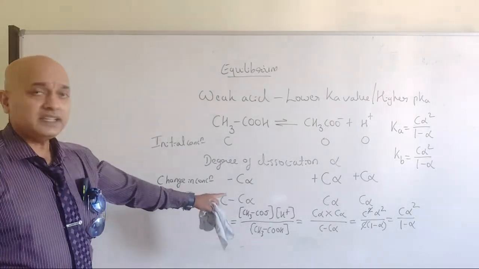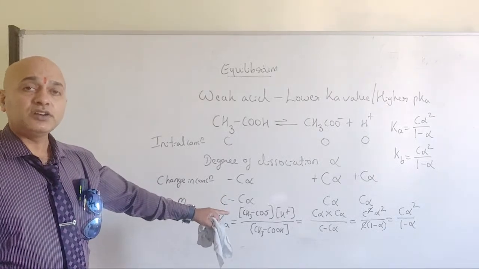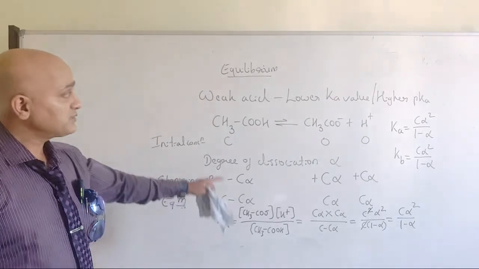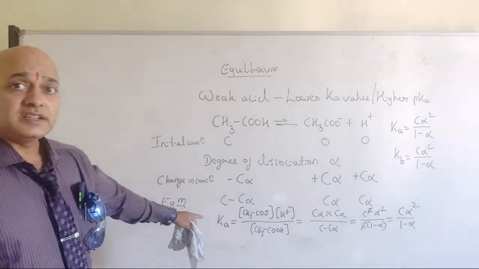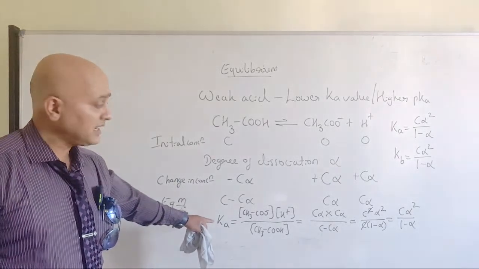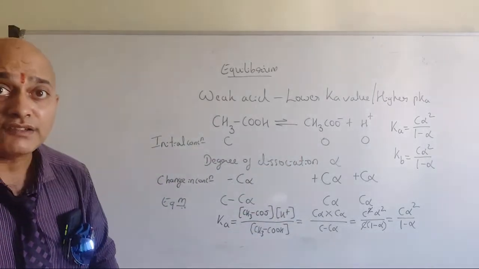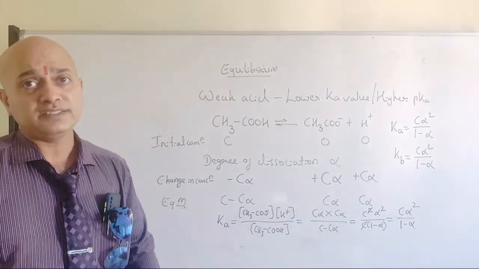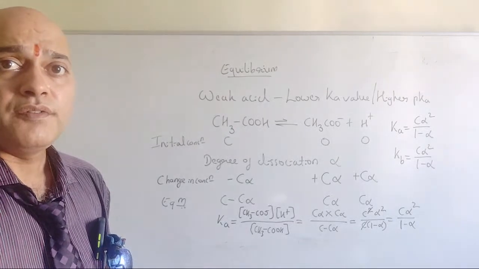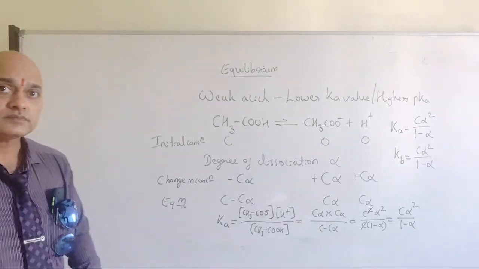Any doubts here? Any doubts related to this? So that's where we have the relation between the dissociation constant of a weak acid or weak base and the degree of dissociation, where alpha is the degree of dissociation. Am I clear?